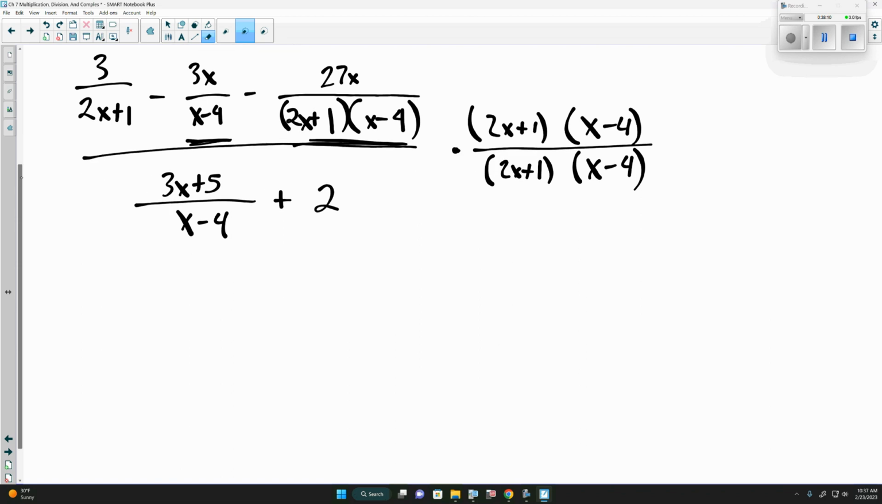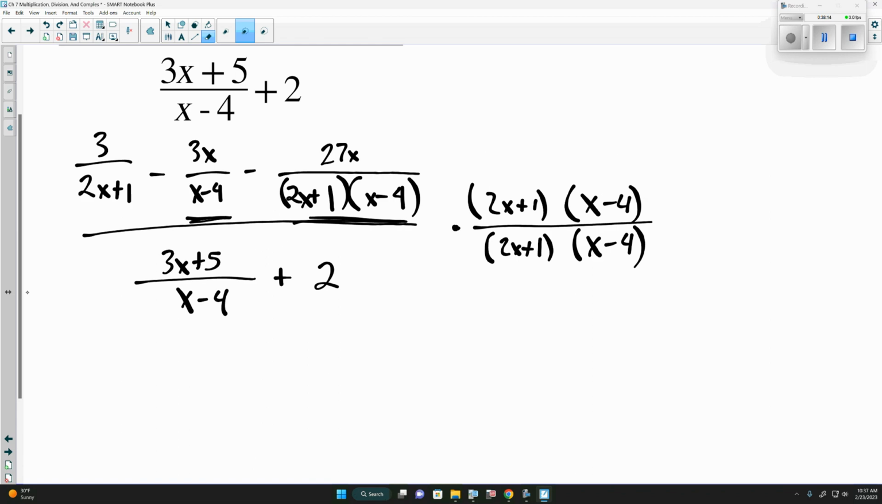So we need to multiply this through. Okay? Now, are we starting to feel a little bit more comfortable with these here? Yes? I'm going to show you my shortcut way to do this.